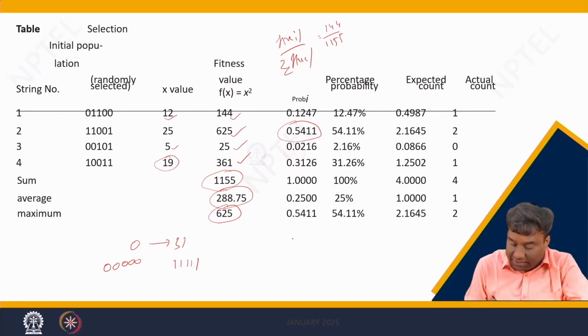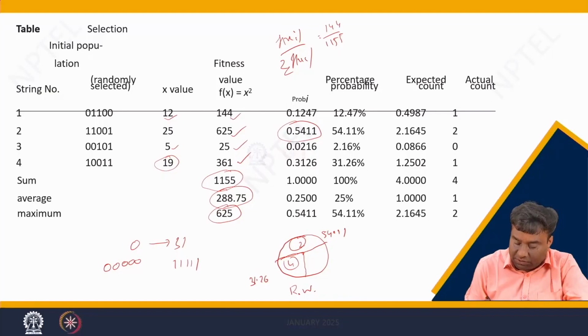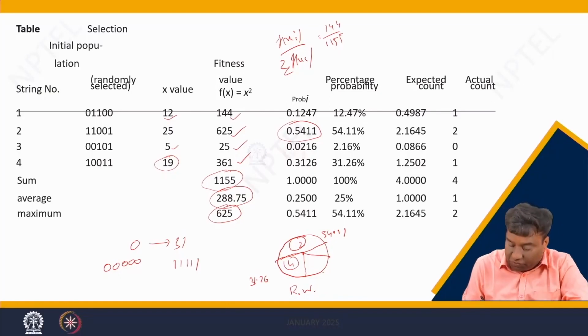Now in the roulette wheel, the total is 100%. So that is basically the roulette wheel. Here this is 54%, which we consider for sample 2, so that is 54.11. Next is 31%, which is sample 4, so that is 31.26. Next is 12.47%, which is sample 1, and this is 2.16%, which is sample 3.